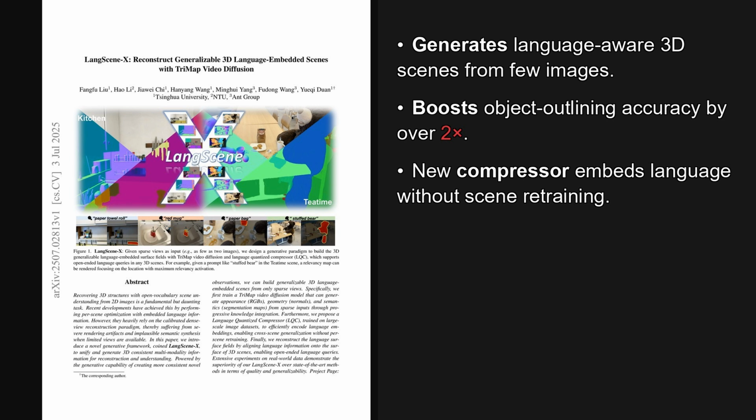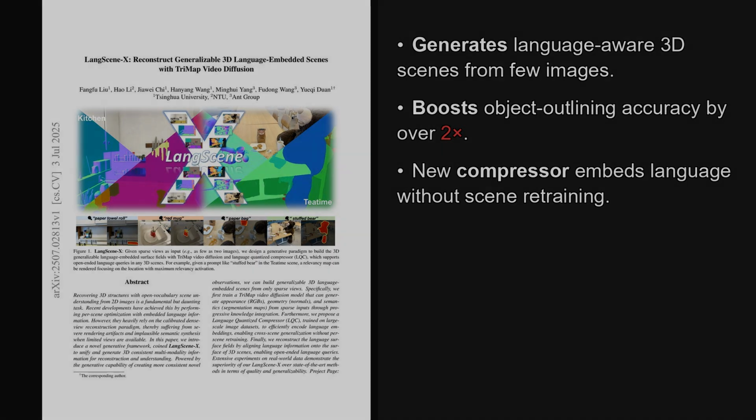So, just yesterday. This paper introduces a new method for 3D scene reconstruction that more than doubles the semantic accuracy of previous models. The paper is titled LangScene-X. Reconstruct generalizable 3D language-embedded scenes with TriMap Video Diffusion, and it tackles the really difficult problem of understanding a scene from just a couple of images. The authors propose a new framework that generates a complete 3D scene, which also understands language, from very sparse views.